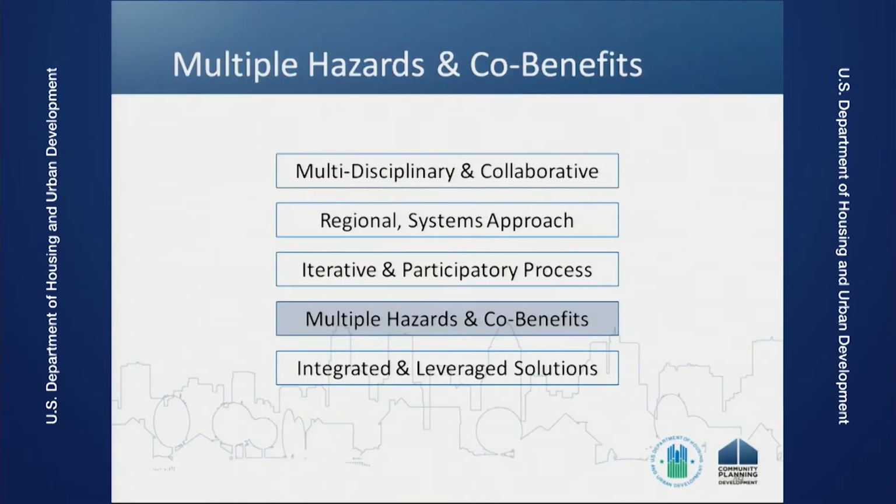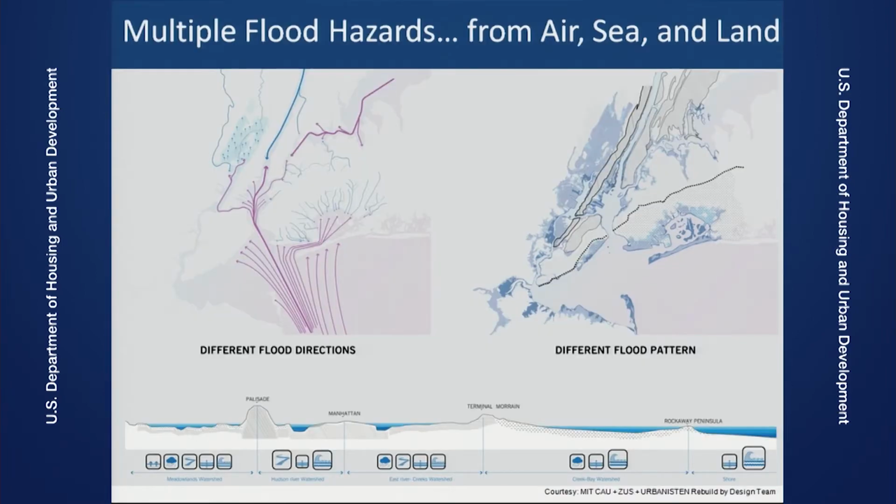Now on to the fourth element of innovation, which involves examining multiple hazards and producing co-benefits. The Rebuild by Design competition focused primarily on flooding being the principal hazard, presenting a threat to the area, but many regions are subject to multiple threats, such as tornadoes, earthquakes, wildfires, landslides, droughts, and other natural hazards. But this slide, however, shows that even when looking at just one hazard, flooding, we need to look at it in all of its incarnations.